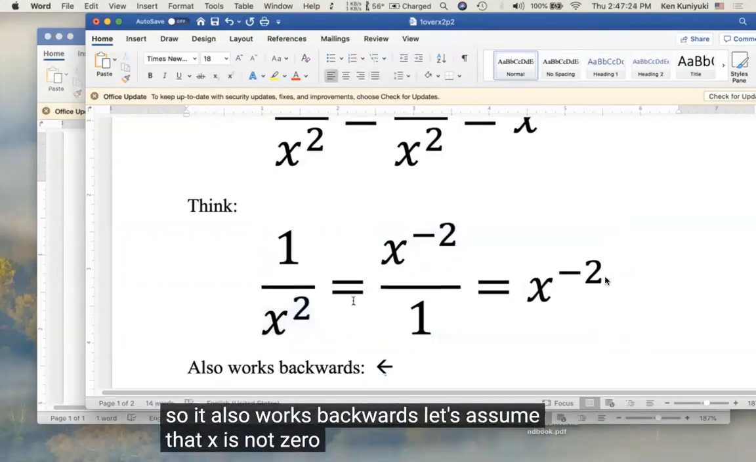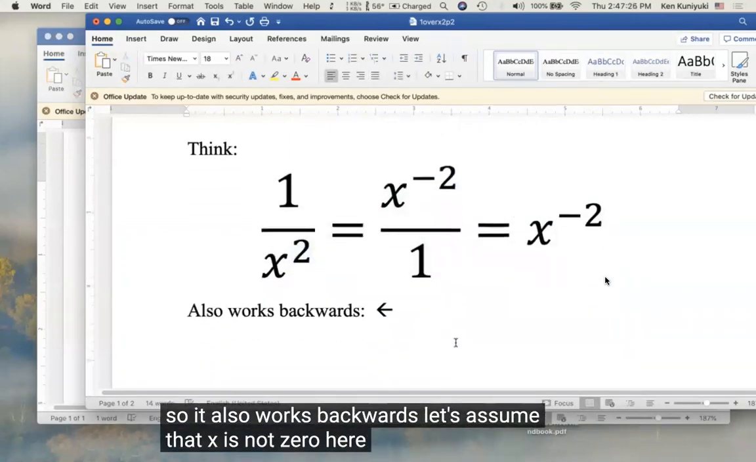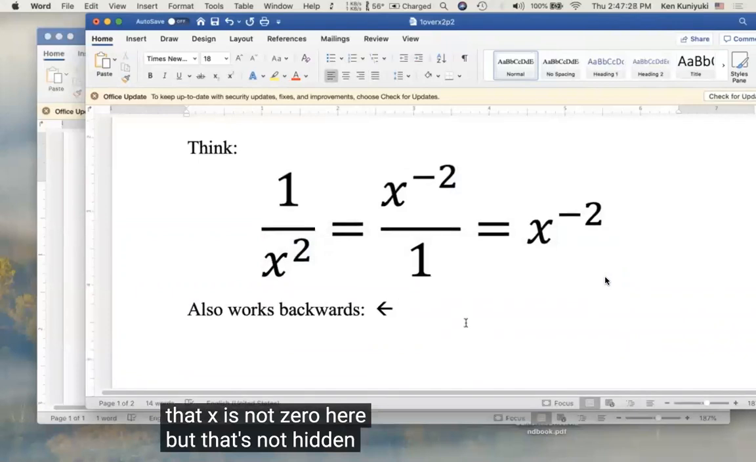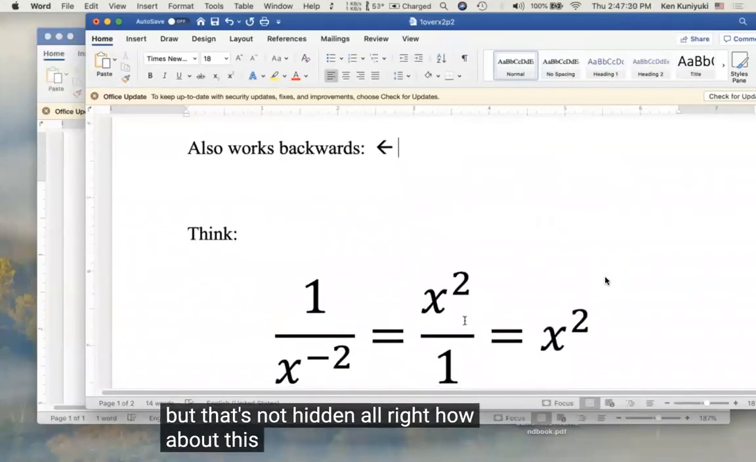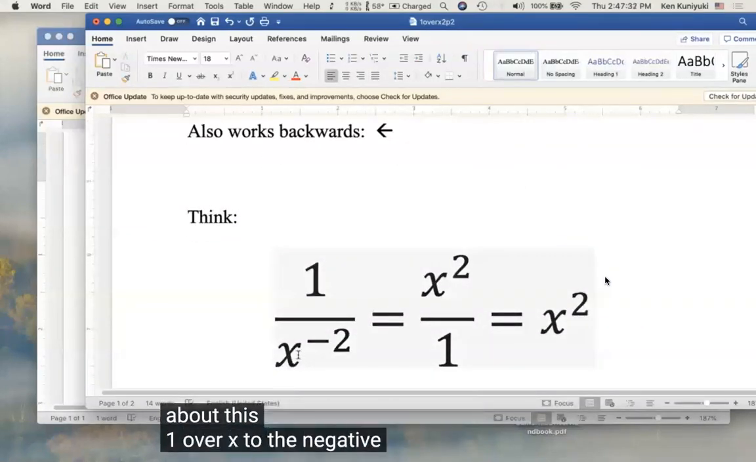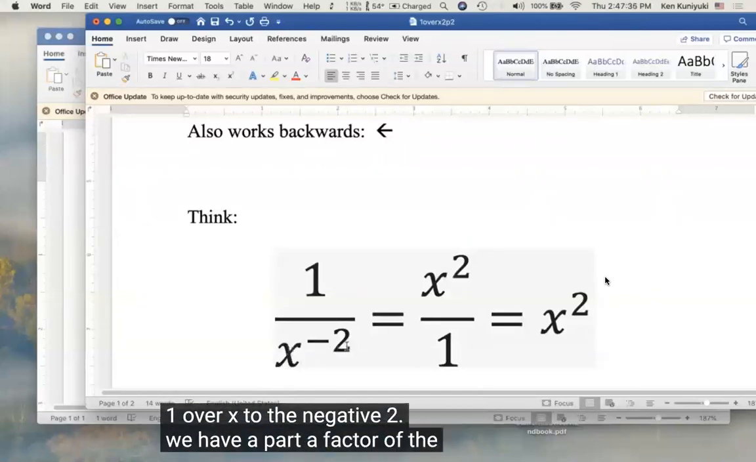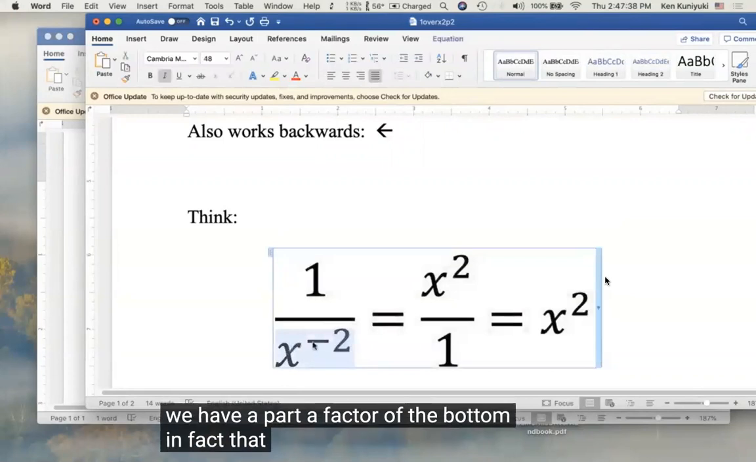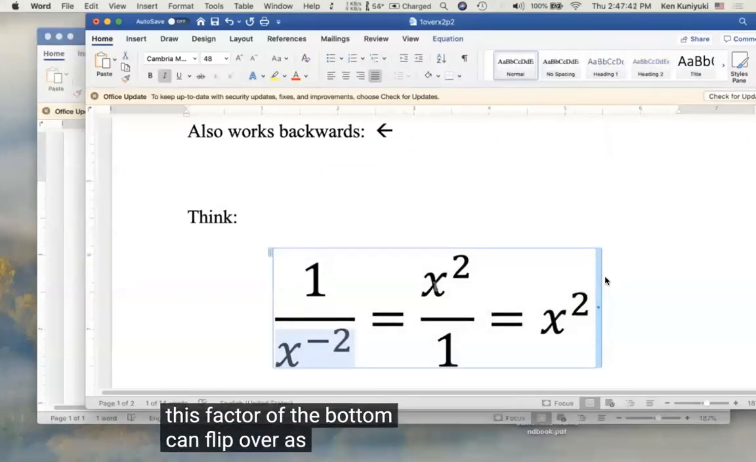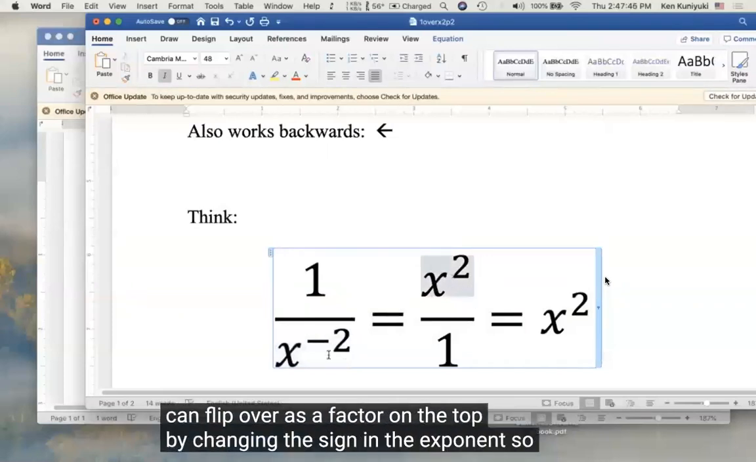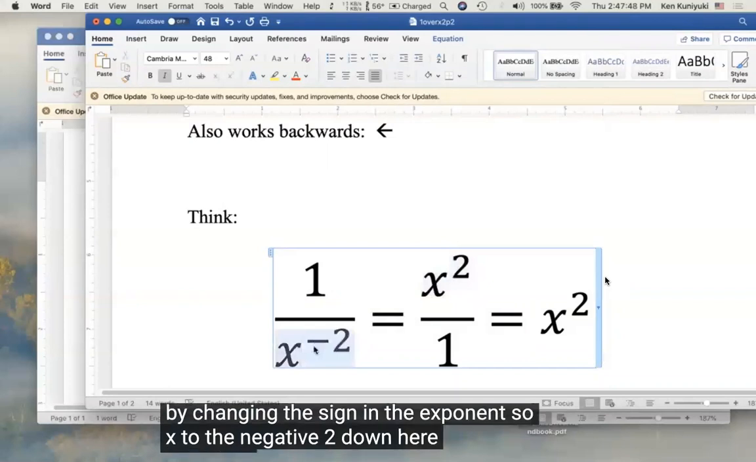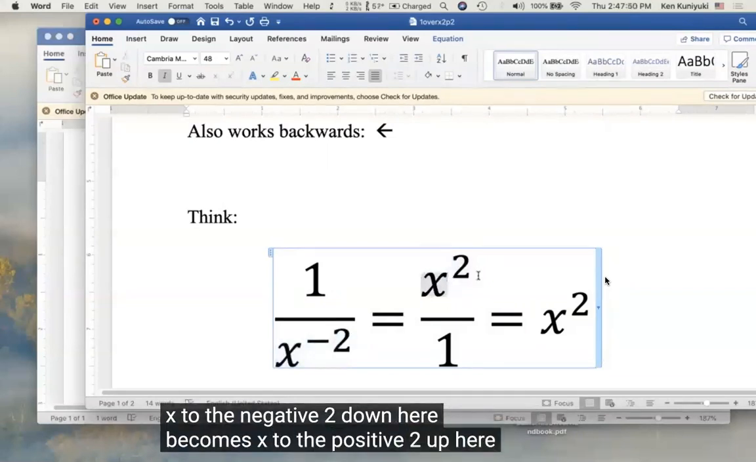Let's assume that x is not 0 here. But that's not hidden. All right, how about this? 1 over x to the negative 2. We have a part, a factor of the bottom. In fact, that is the entire denominator. This factor of the bottom can flip over as a factor on the top by changing the sign of the exponent. So x to the negative 2 down here becomes x to the positive 2 up here.